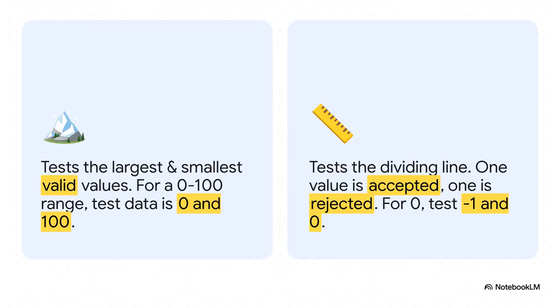Now, this next point is one that trips up a lot of people, even pros. The difference between extreme and boundary data. Let's make it super clear. Extreme data, like we said, tests the very ends of the valid range, so 0 and 100. Boundary data tests the dividing line itself. It tests the value just outside the rule, like -1, and the value just inside, like 0. Getting this right is so critical for making sure your logic is rock solid.